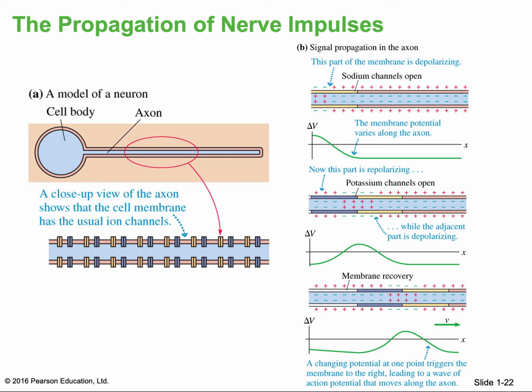In the blue here, we can see that immediately after the depolarization, in yellow, the axon is repolarizing because of the efflux of potassium ions. So this part of the neuron is in the refractory period where it can't fire again.